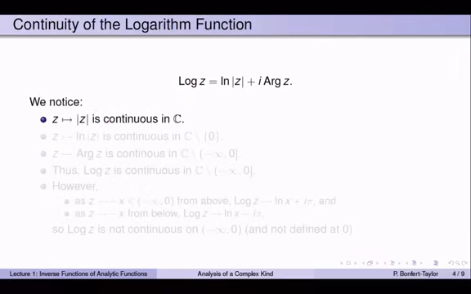What continuity properties does the logarithm function have? Again, here's the definition. Log z is the natural logarithm of the absolute value of z plus i times the argument of z. Let's look at the parts that this function is made up of. First of all, let's look at the function z maps to the absolute value of z. Well, that's a continuous function. It varies continuously as z varies in the complex plane.